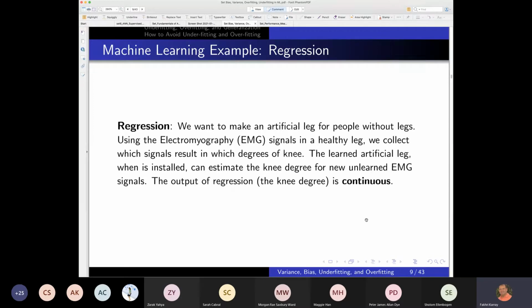This is an example of how to train a system that we are going to implement for a particular person, to create certain signals for the inputs of this artificial leg, and then the system is going to provide us with the particular action of that leg. So this is AI or machine learning training for an artificial leg system. The output of the regression of the system, the knee degrees that is displaced when we are subjecting it to a certain voltage, is going to be continuous.